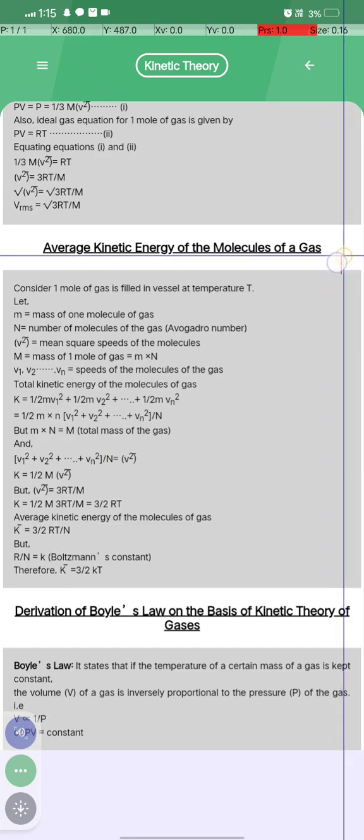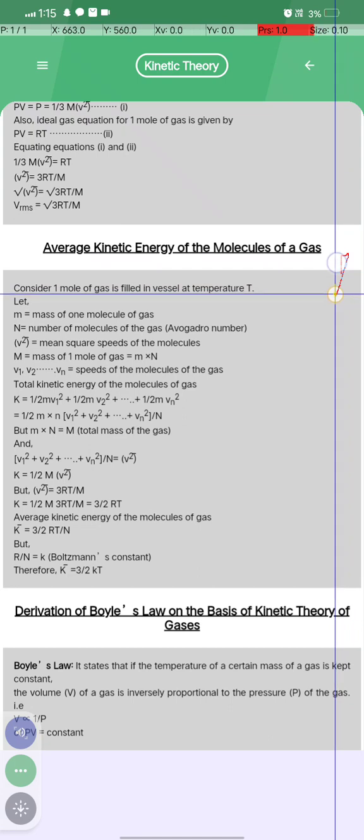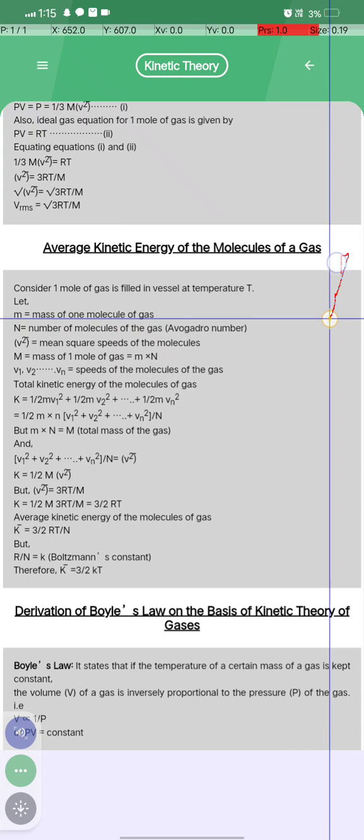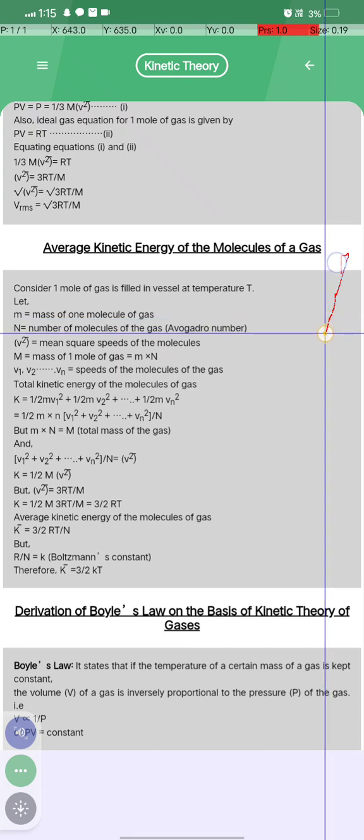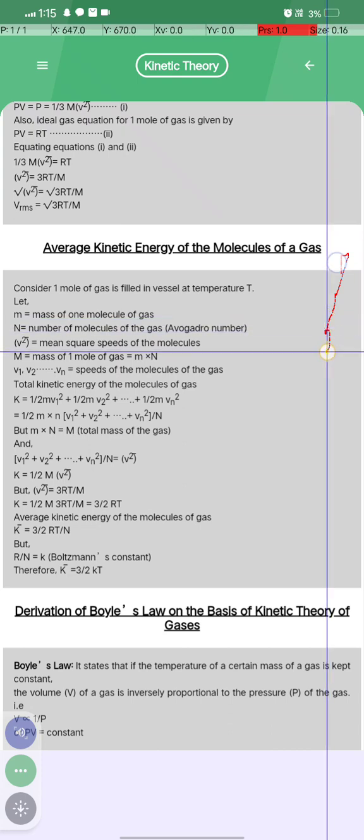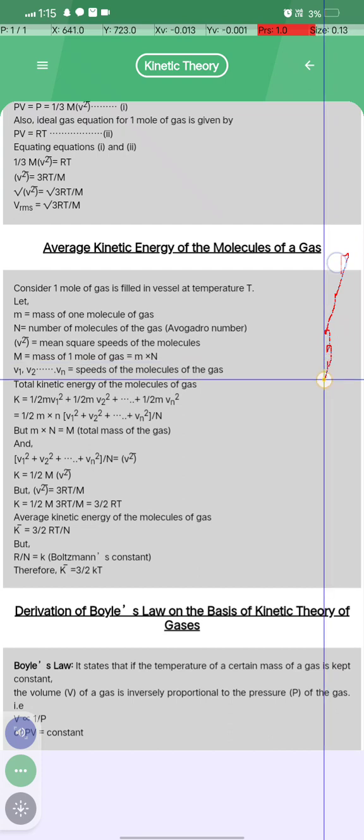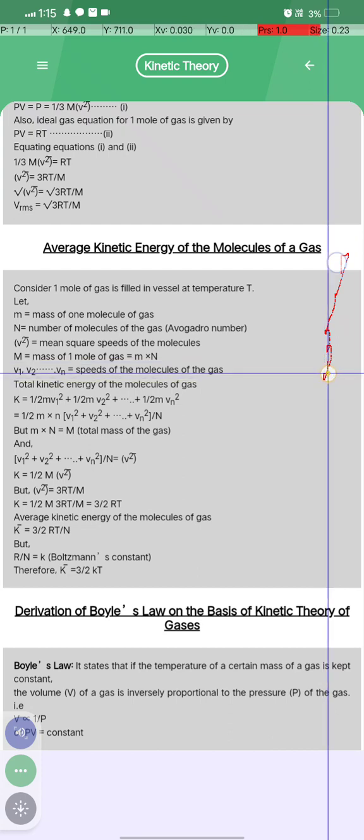Average kinetic energy of the molecules of the gases. Consider 1 mole of the gas filled in a vessel at temperature T. Let m be the mass of each molecule of the gas, N the number of molecules, that is the Avogadro constant, and v² the mean square of the speed of the molecules. M is the mass of 1 mole of the gas, that is M = m × N. v1, v2 ... vN are the speeds of the molecules of the gas.